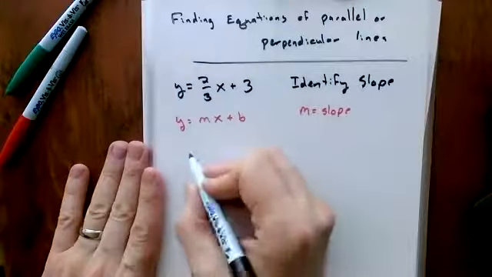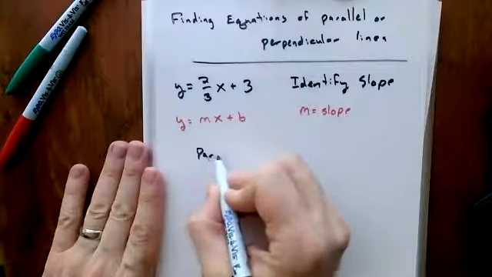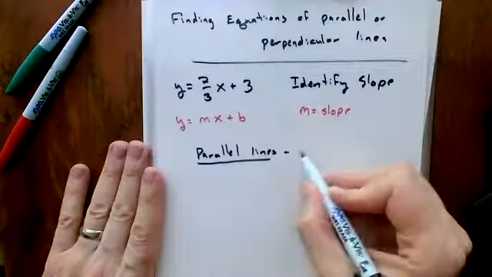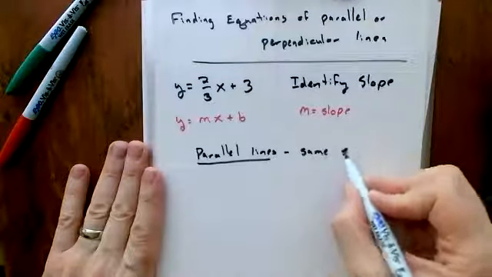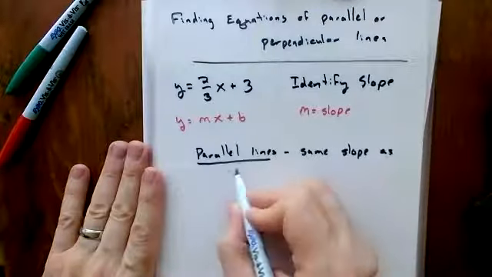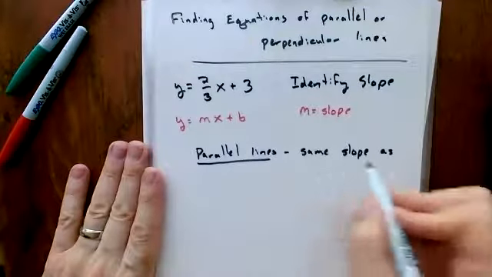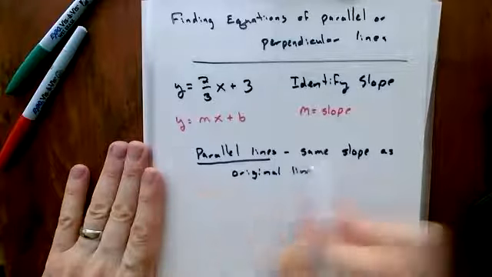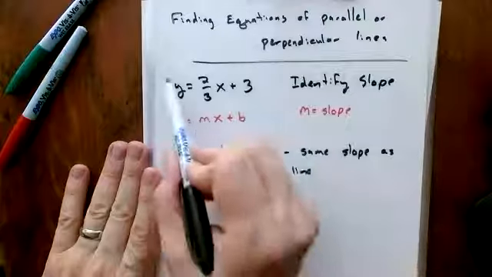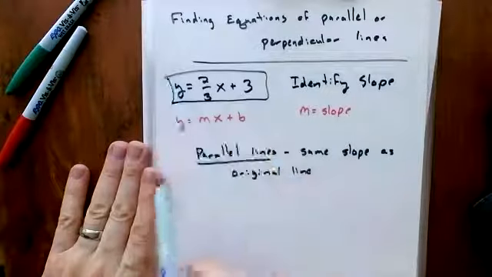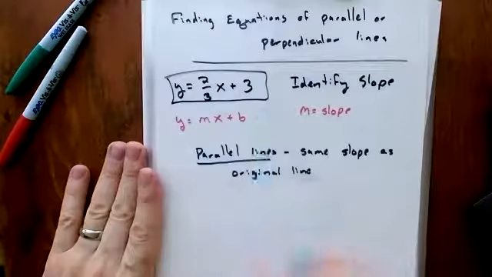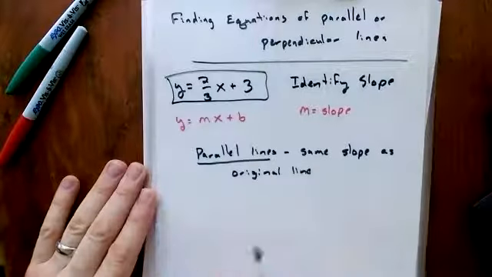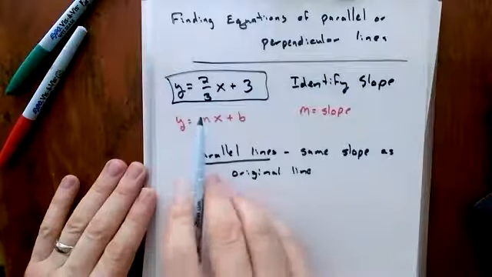Now, what makes a line parallel? They literally are going to have the same slope as whatever line you have. So if I'm trying to find a parallel line to this, we just need to use this exact same slope. In our example of y is equal to 2/3 x plus 3, I know that my slope is going to be equal to 2/3.